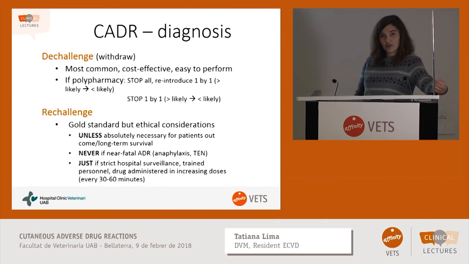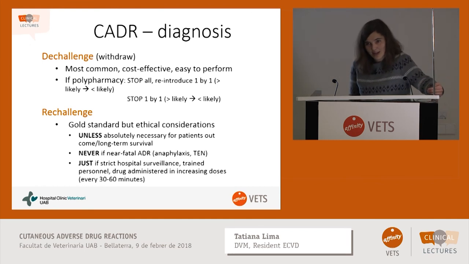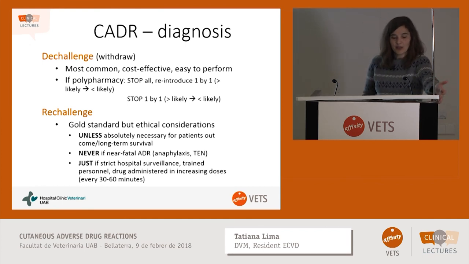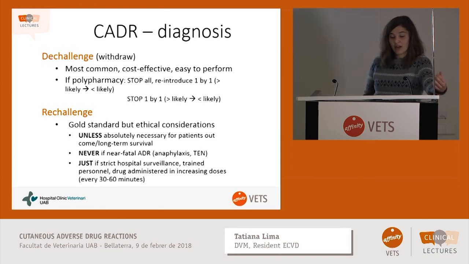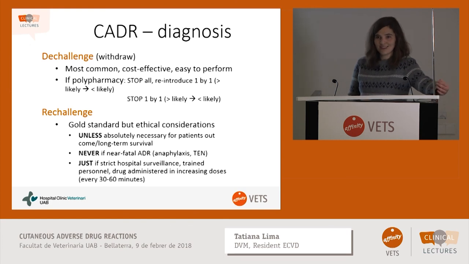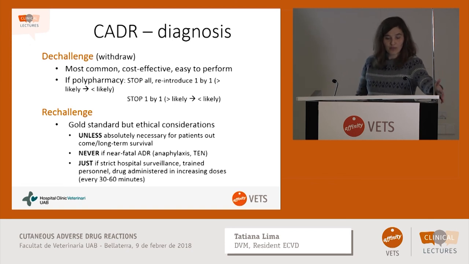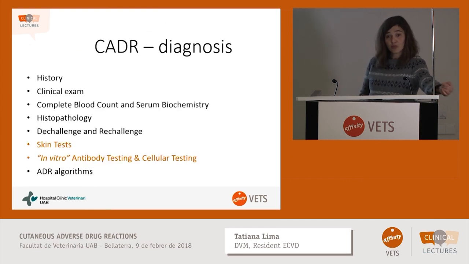Rechallenge is the gold standard. So if you take off the drug and the patient is good and you put the drug again and the patient is sick, it's the ideal, but of course it brings many ethical issues. You shouldn't do that unless it's absolutely necessary for the patient outcome. If the drug is absolutely necessary for the patient to live or to have a long-term survival. Never do it if you have anaphylaxis or TEN. So if you have a really, really serious adverse drug reaction, don't do this. And if you have to do it, do it under hospital surveillance with an intensivist prepared to act. And you should start with lower doses and increase the dose gradually.